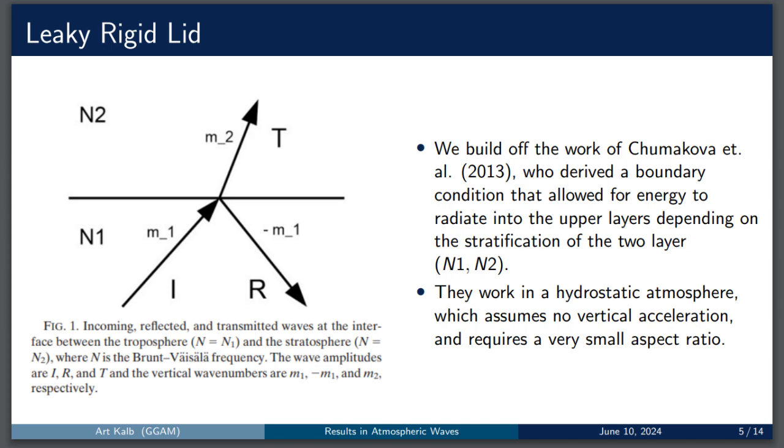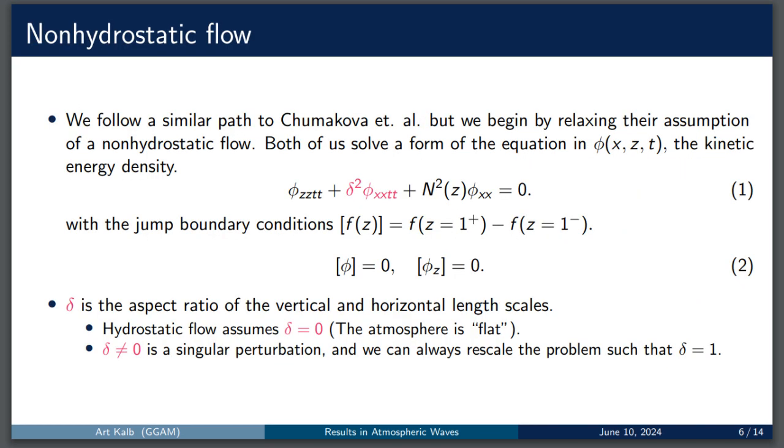Their work assumed a hydrostatic atmosphere, which means that there is no vertical acceleration. This comes from a classical scaling where the height of the atmosphere is far smaller than the horizontal scale of many weather events. For a visual, this horizontal line on that left diagram has a thickness and length that is in the same ballpark of this classical scaling. We take on a similar derivation as Chumakova et al., but our work is about what happens when the hydrostatic assumption is relaxed, which we do from the start.